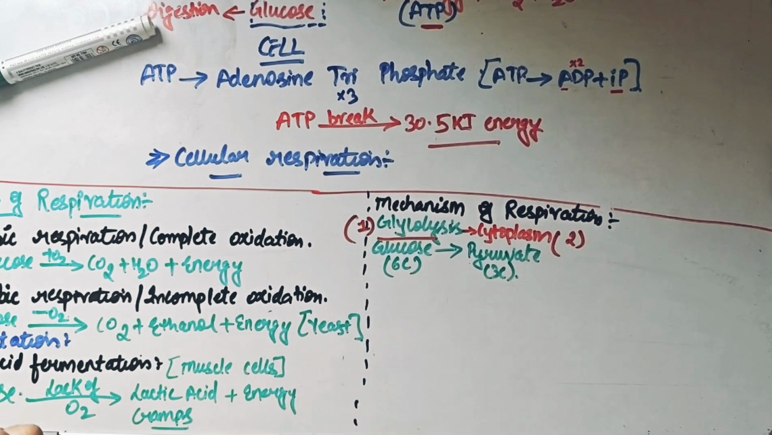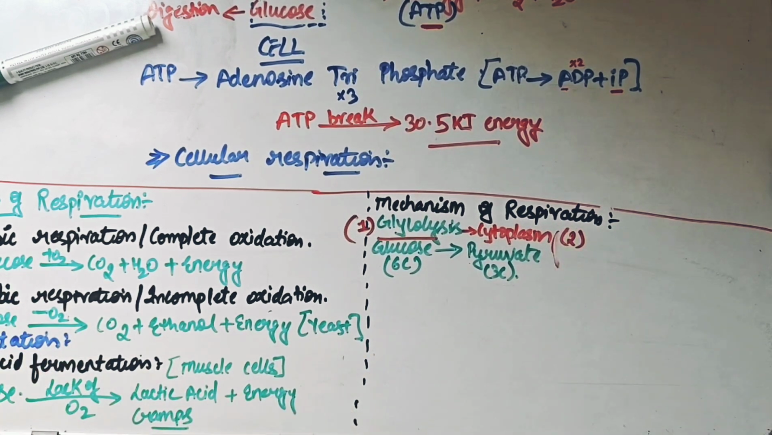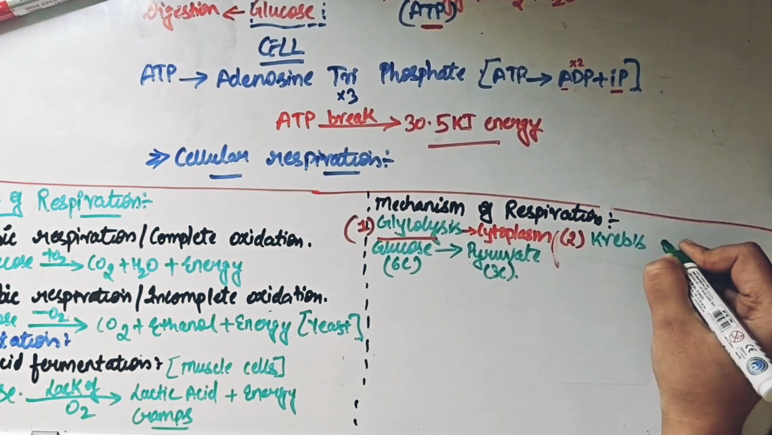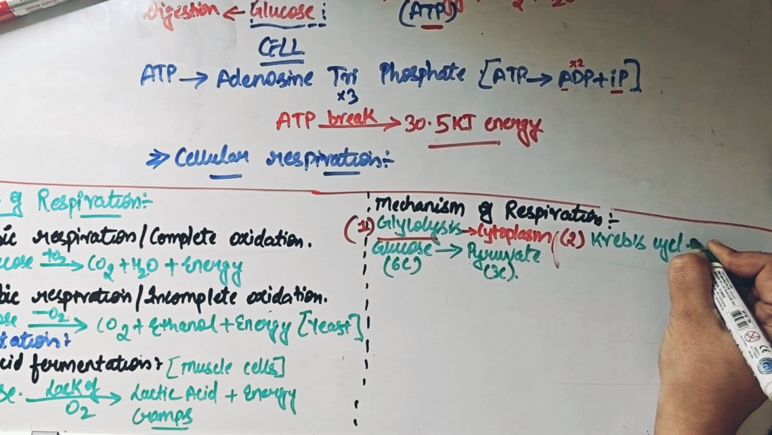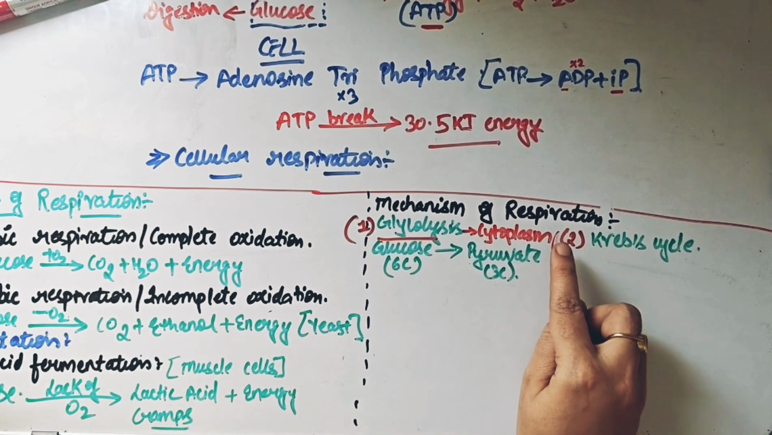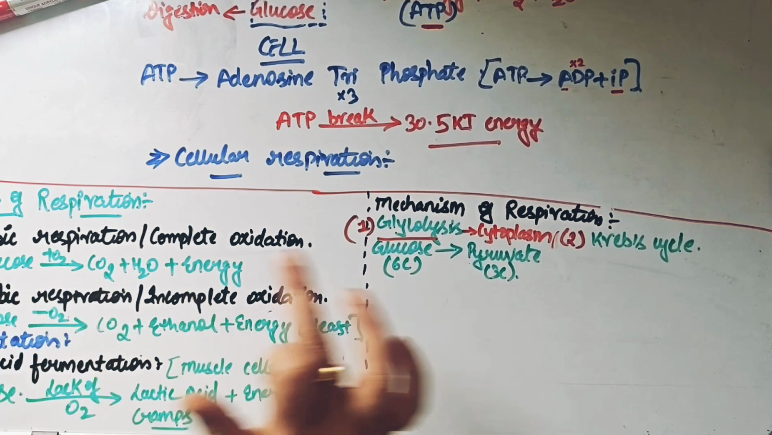And then comes the next important stage, which is known as Krebs cycle. We don't need to study so much in detail, but you should know the meaning, because in NCERT there is a little description given. So a basic introduction is what you need to know. Glycolysis is breaking down of glucose to pyruvate.